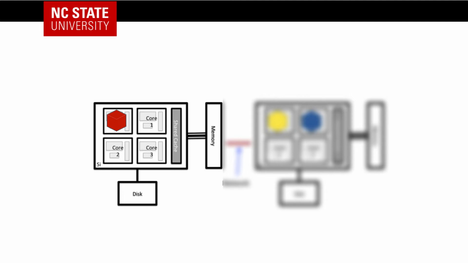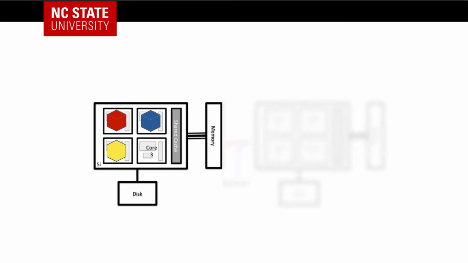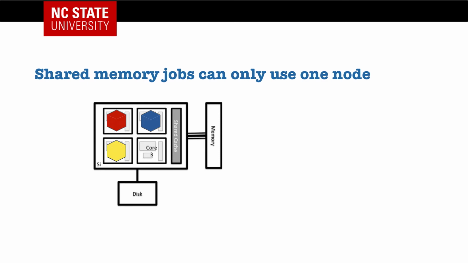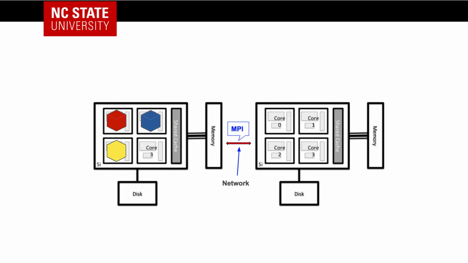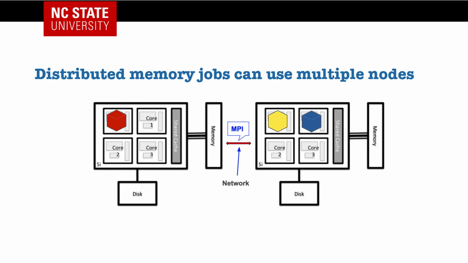That means that all of the tasks must be confined to one node, where they all have access to the same memory. They share the memory. Parallel jobs that can only make use of one node are called shared memory jobs. If your code was written with MPI, the tasks can be distributed across multiple nodes because the memory used by the application can be distributed across nodes. Parallel jobs that can use multiple nodes are called distributed memory jobs.